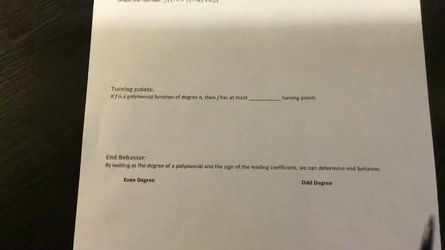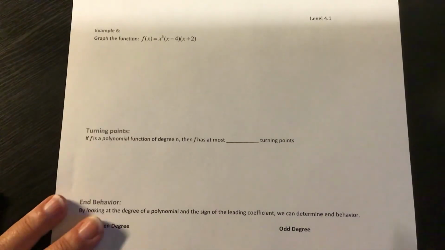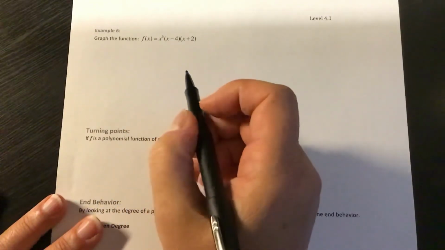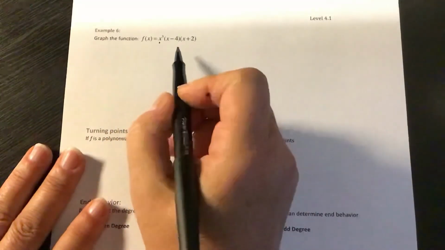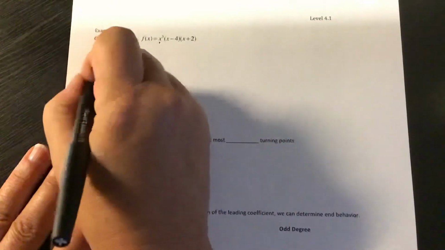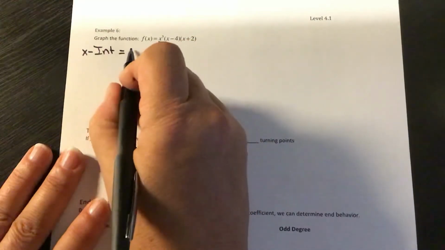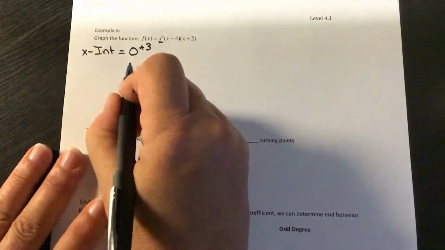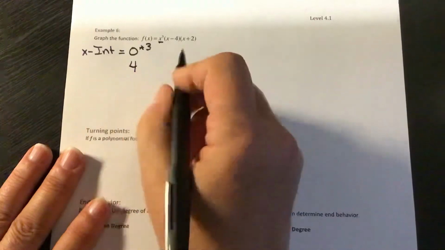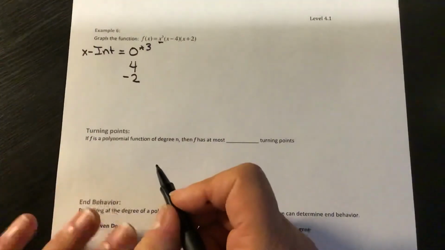On to the next page. Told you it was a long section. All right, so this one says to graph the function. So we're going to graph this based on some things that we know. Here, I'm going to first look for my intercepts. So my x-intercepts, I know I'll have a 0 at 0, and that occurs 3 times. I'm going to have an x-intercept at 4, which occurs 1 time, and an x-intercept at -2, which occurs 1 time.